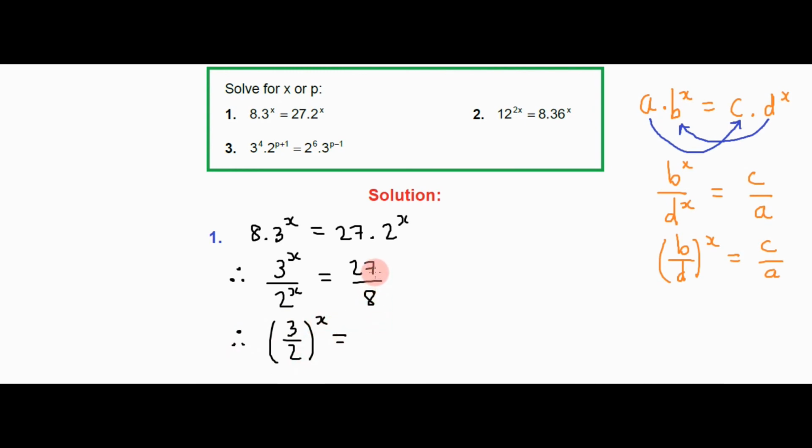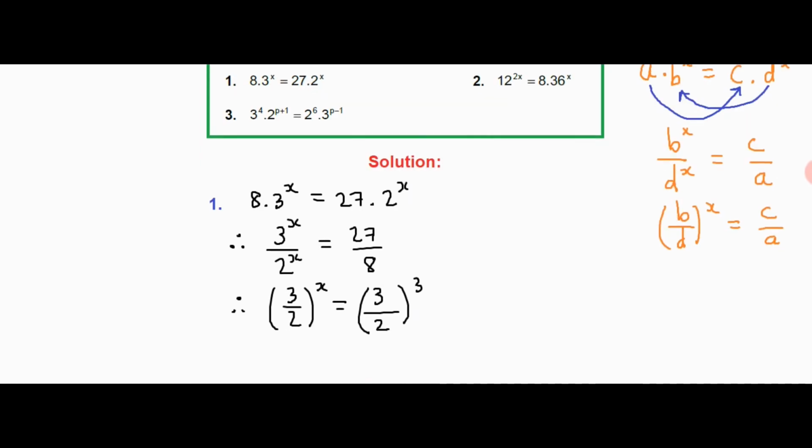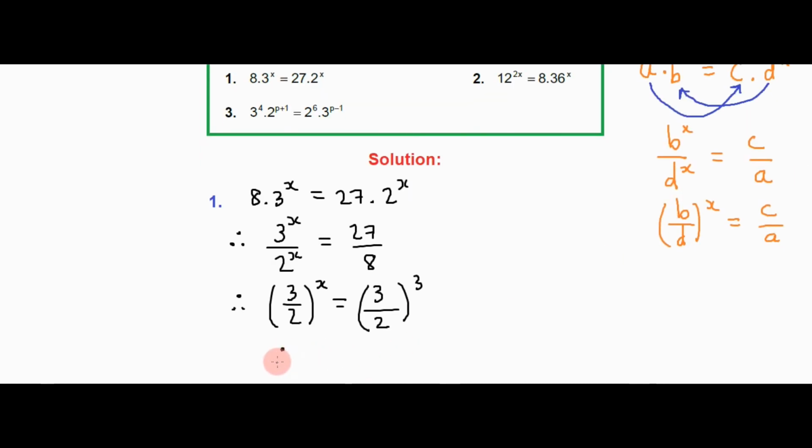And we can use prime factors on the right-hand side. 27 is 3 cubed and 8 is 2 cubed. So the right-hand side is 3 over 2 all cubed. Now the bases are the same in this equation. So the powers must be the same, and hence x equals 3.